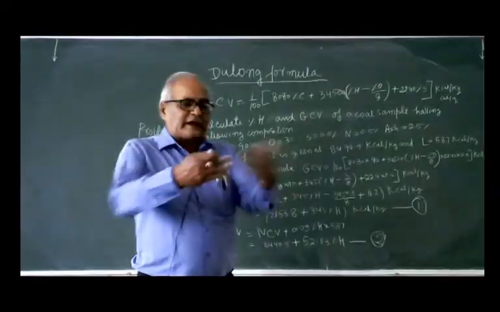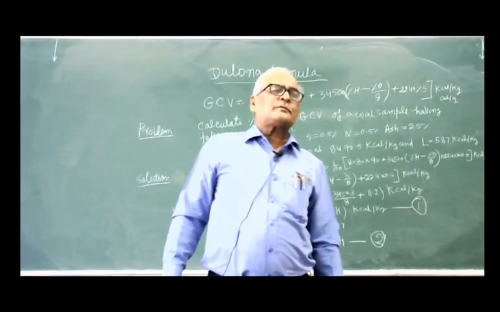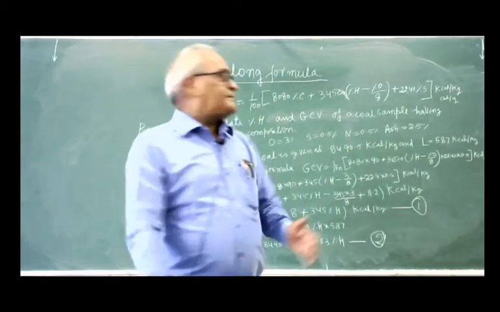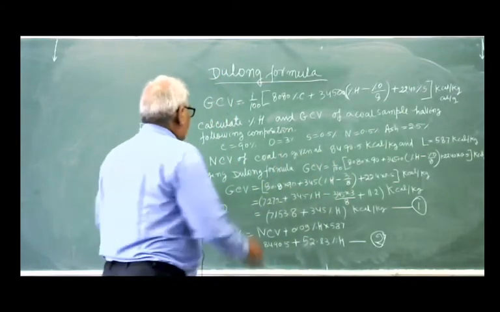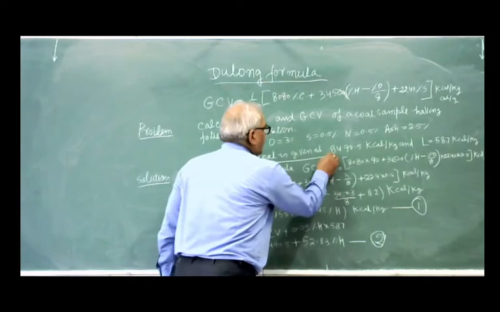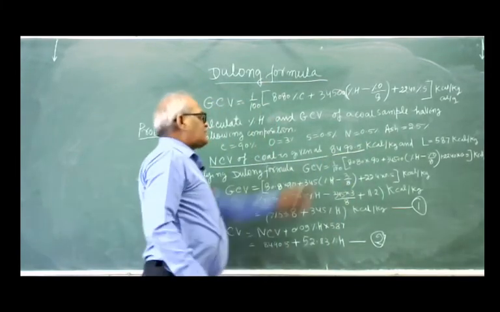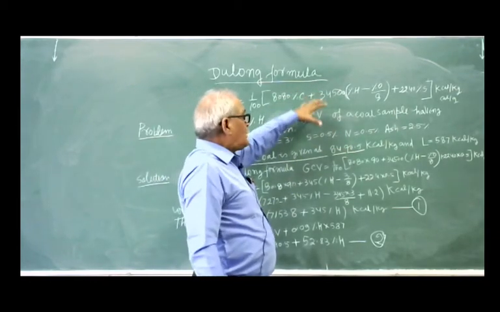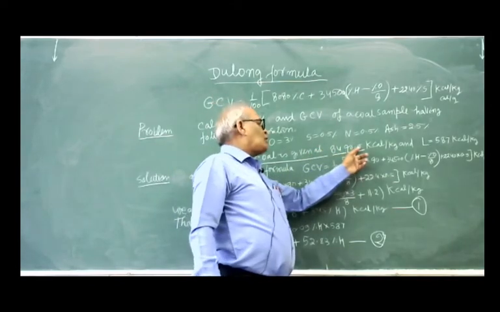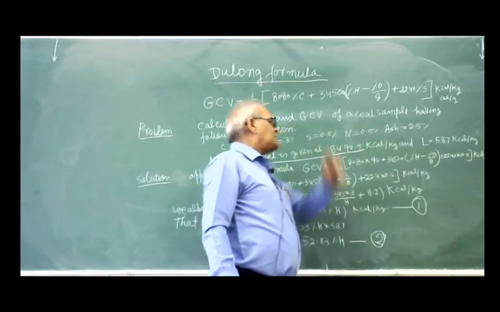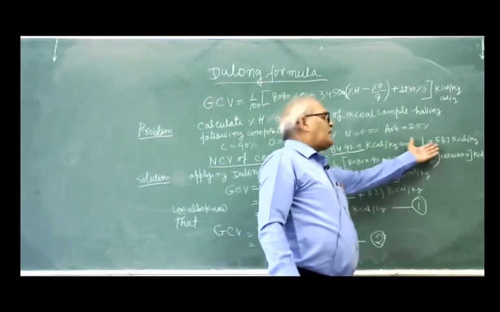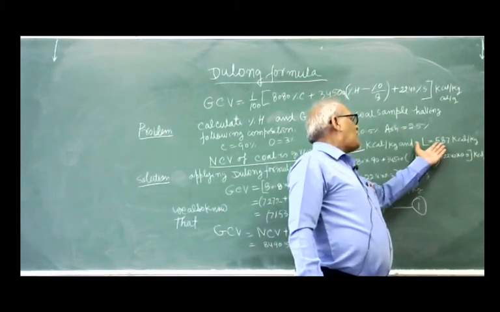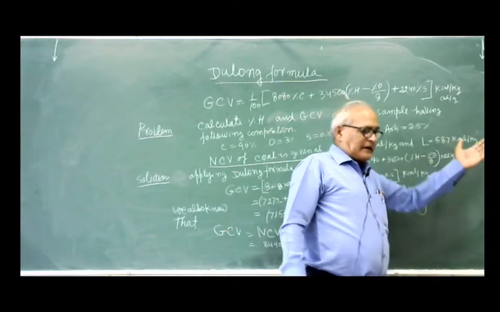Now, the second part of the question is: LCV of the coal is given. Just see here, LCV of the coal is given as this. This is the amount of the net calorific value of the same coal sample, 8490.5 kilocalorie per kg. Latent heat is also given. Latent heat of the steam or vapor is 587 kilocalorie per kg.